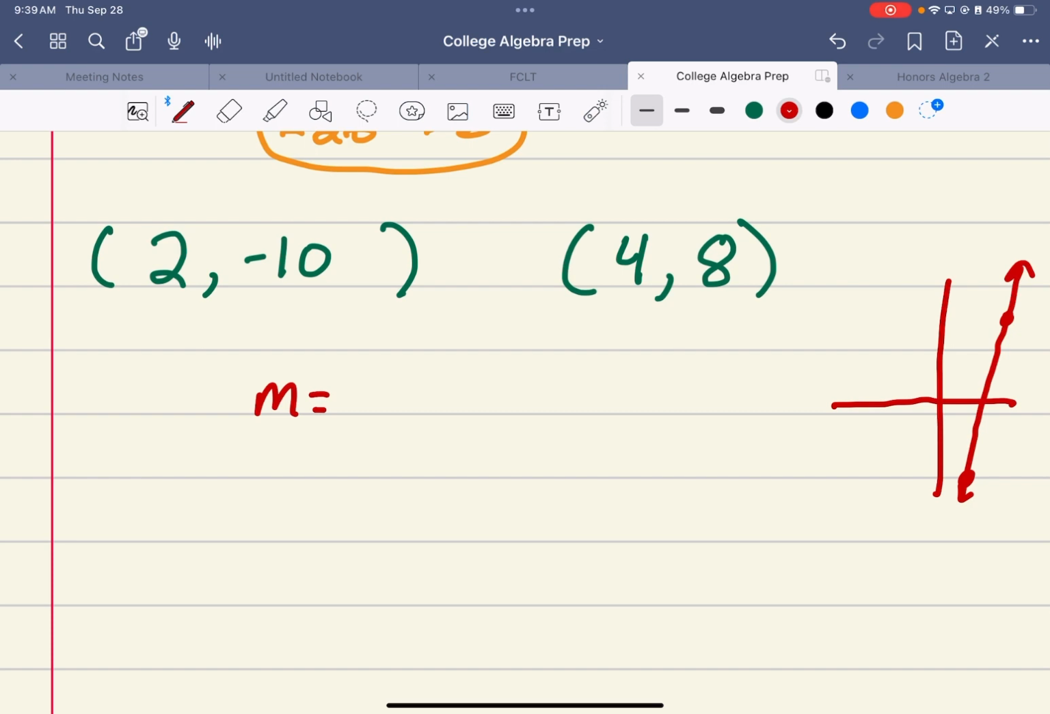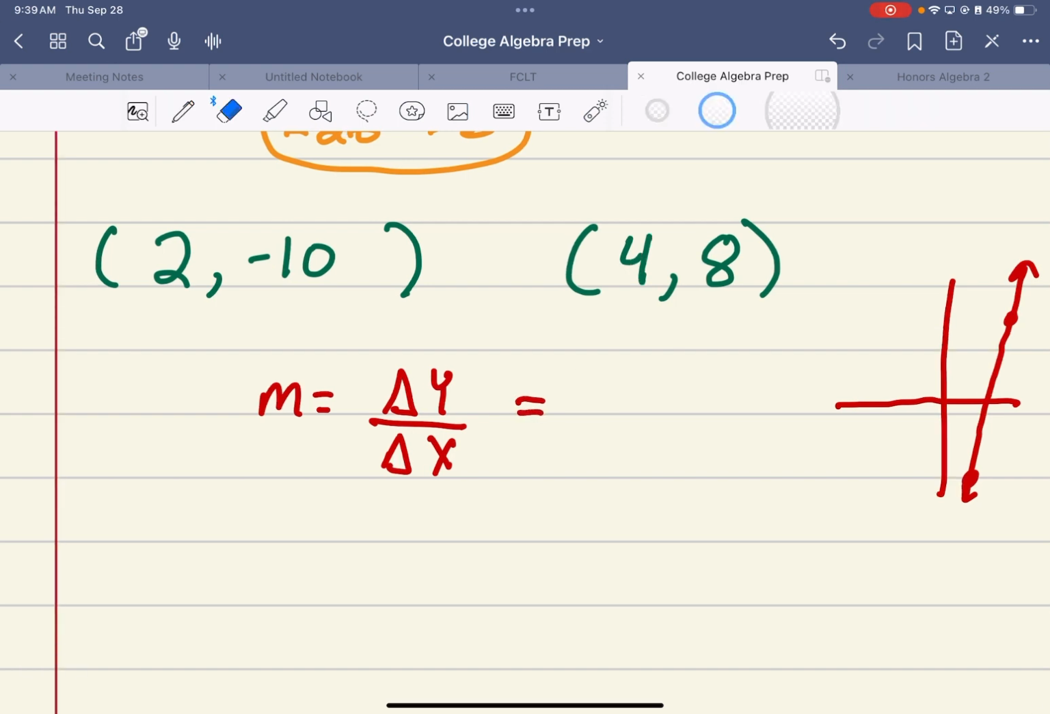So to find our m value, just for your reminder, it's our change in y over our change in x. I just compare the y values. The y value goes from -10 to 8. How far is that? 18. It's 18 units.